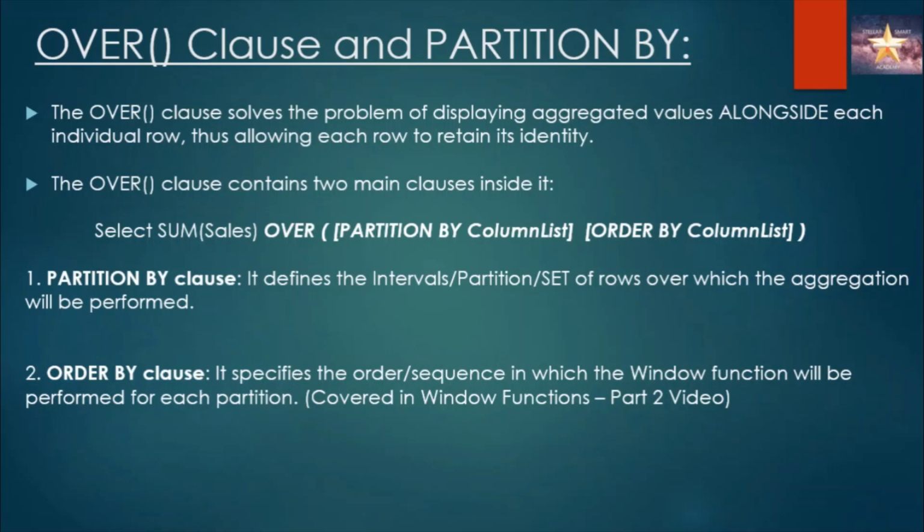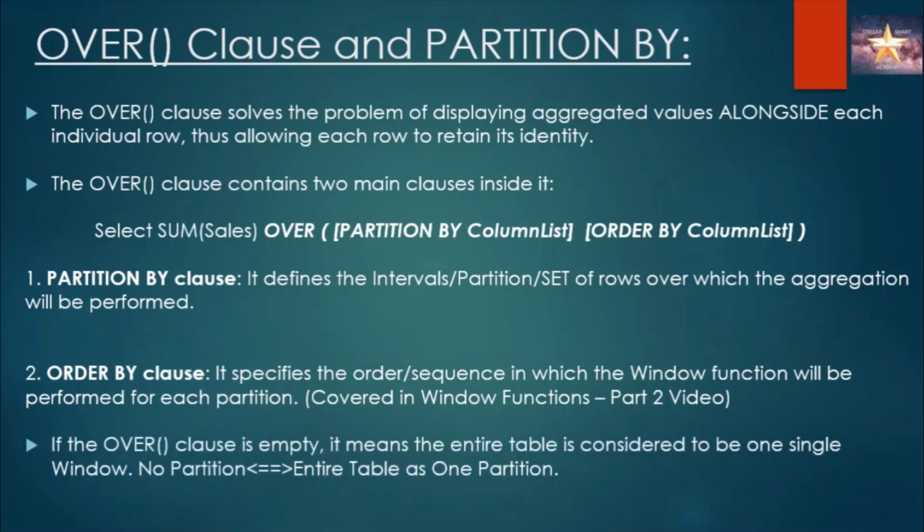Since the partition by clause and order by clause are optional, what does it mean if I ignore both of them? An empty over clause basically means that we are considering the entire table to be a partition. So skipping or not providing the partitions is the same as telling SQL that the entire table now behaves as one single partition. Whatever aggregation we are performing will be performed for all the rows, assuming the entire table is a partition.